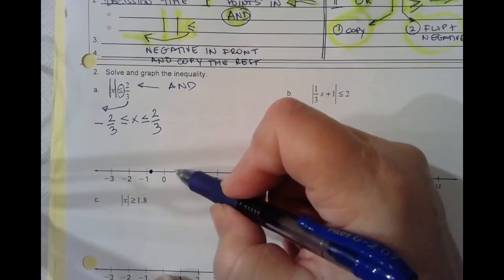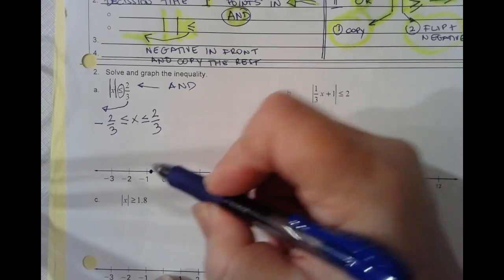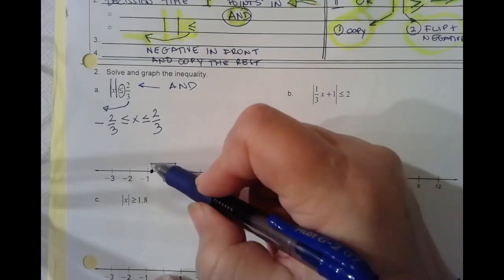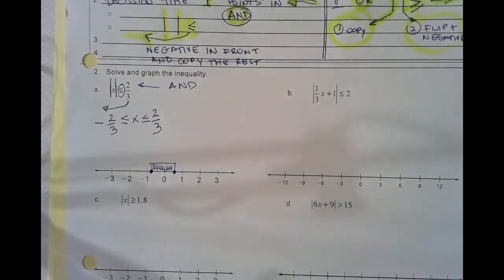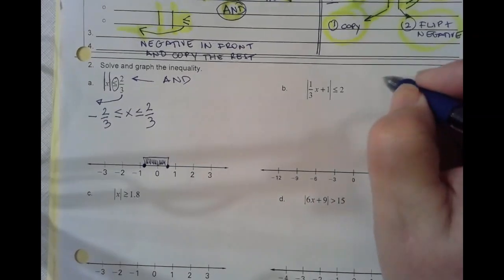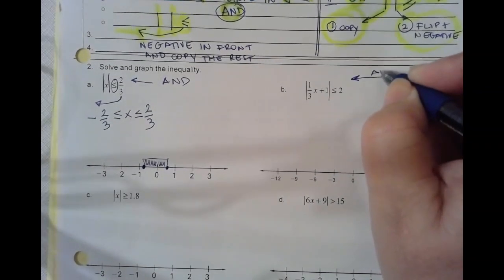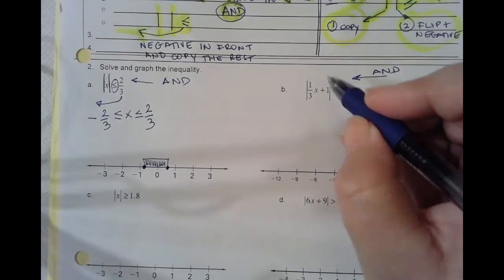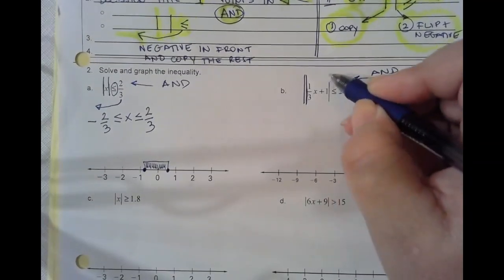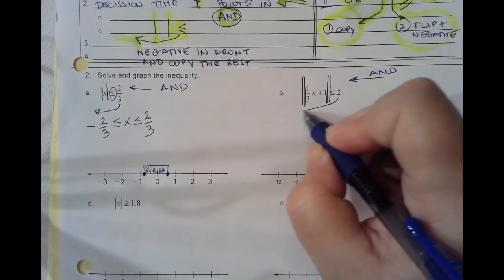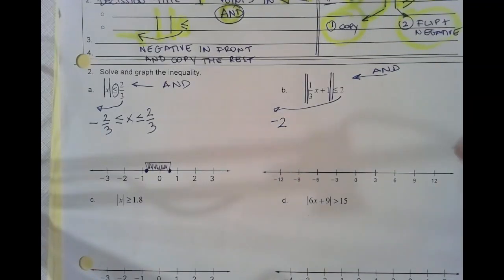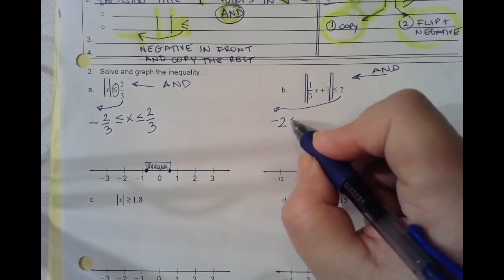Positive 2/3 is somewhere here, and my solution is between because it's an AND. I connect them together. Okay, next example, it's also pointing in. So I know that this is an AND and I have an absolute value by itself, so that means I can proceed. So I proceed by putting -2 in front and copying everything else.